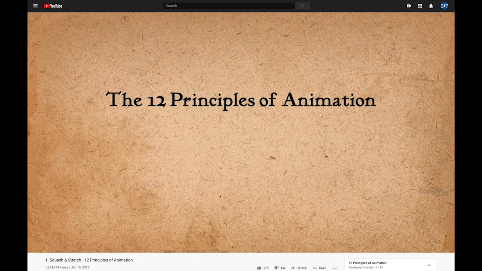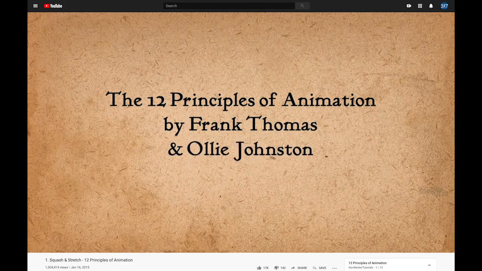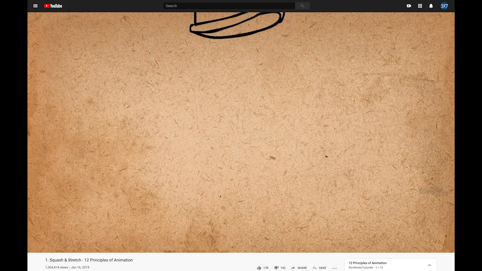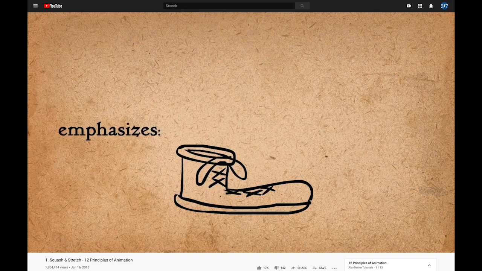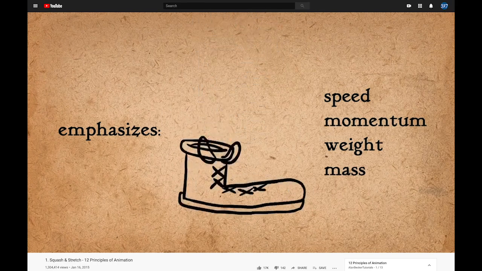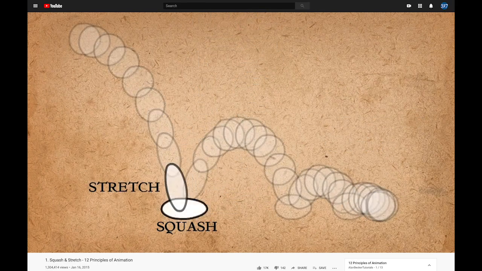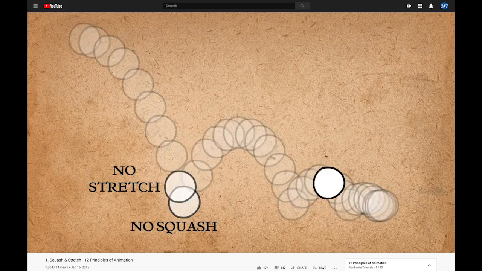Hey guys, so I decided to make a video series dedicated to the 12 principles of animation, as described by the legendary animators Frank Thomas and Ollie Johnston. So the first principle is squash and stretch. This is the principle that animated objects will get longer or flatter to emphasize their speed, momentum, weight, and mass. Here's a bouncing ball that has squash and stretch. And here is one without squash and stretch.